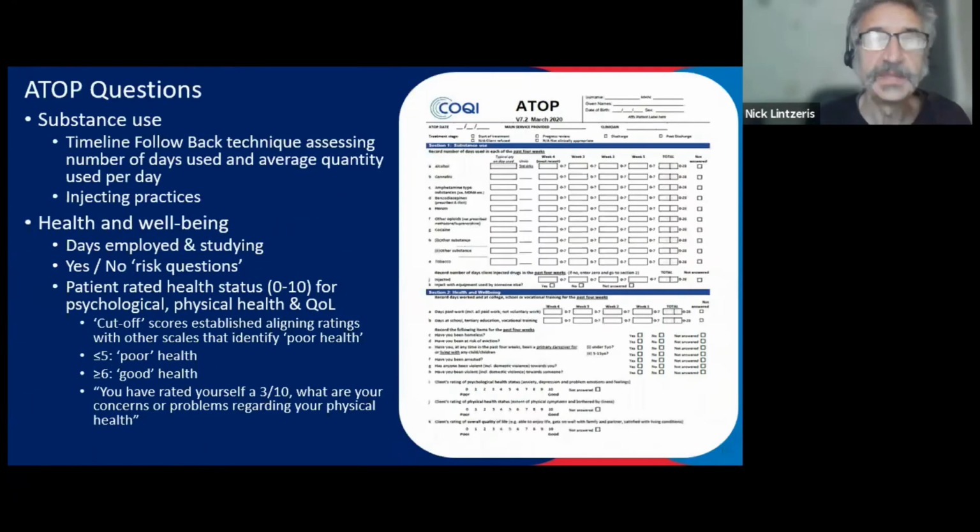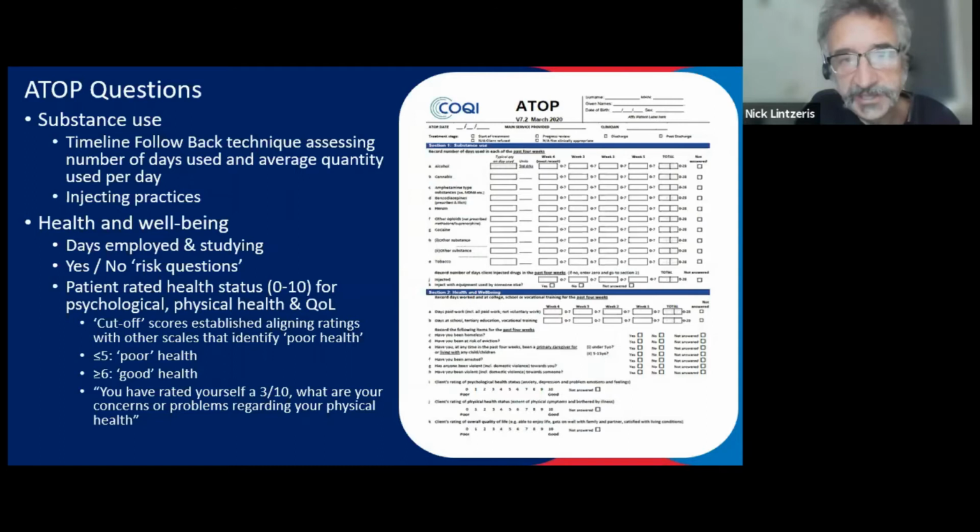Okay, so as we said, the ATOP has 21 questions, and what is it that we ask about? The first 10, 11 questions relate to substance use in the previous 4 weeks, and we use a modified timeline follow-back technique, where we ask people, tell us what's happened in the last 7 days, the 7 days before that, the 7 days before that, and the 7 days before that, and that allows you to develop a profile over the preceding 28 days. And it asks for all of the more commonly used substances in Australian clinical settings.